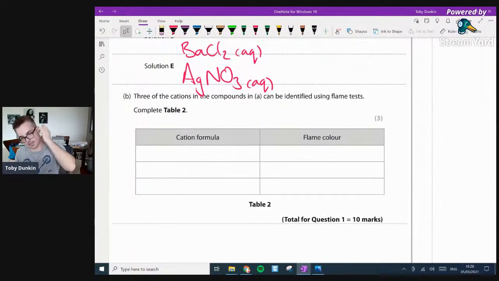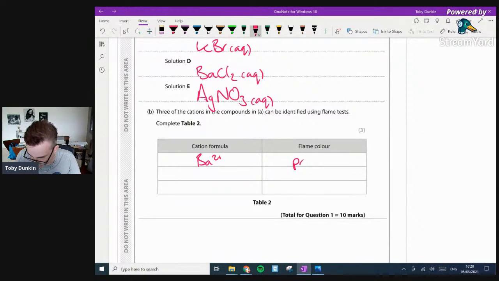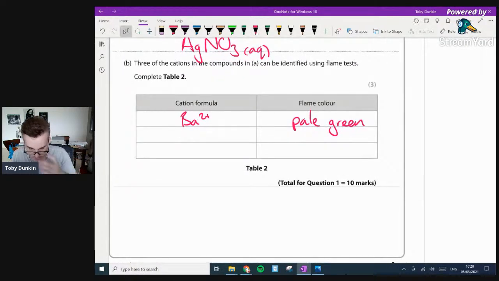Three of the cations and the compounds can be identified with flame tests. So we had barium, so Ba2+ is going to give a pale green. Sometimes called apple green, if I'm honest. But I'll stick with pale green.